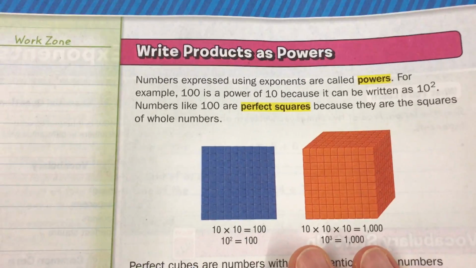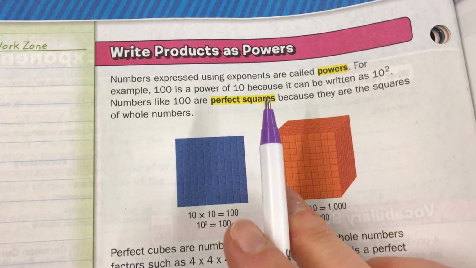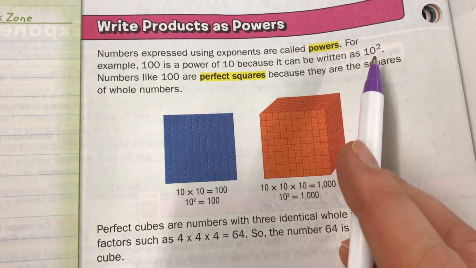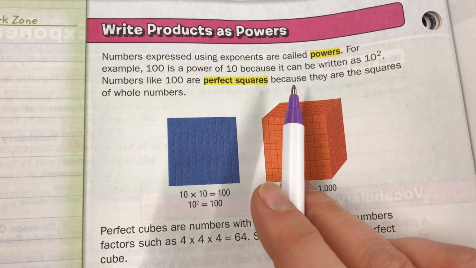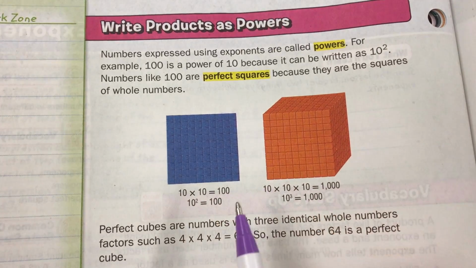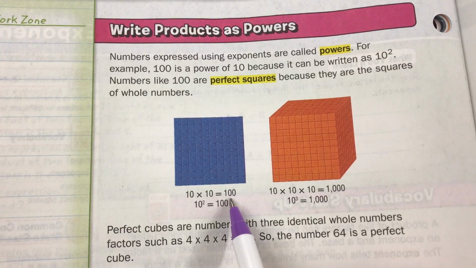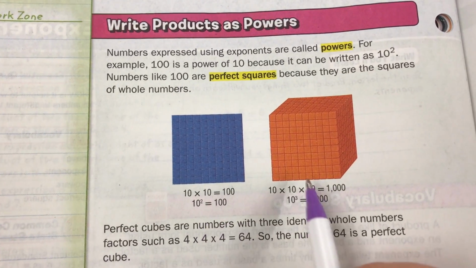Okay, so it says numbers expressed using exponents are called powers. For example, 100 is a power of 10 because it can be written as 10 to the power of 2. Numbers like 100 are perfect squares because they are the squares of whole numbers. So 10 times 10 is 100, and it's written 10 to the power of 2, or 10 squared.